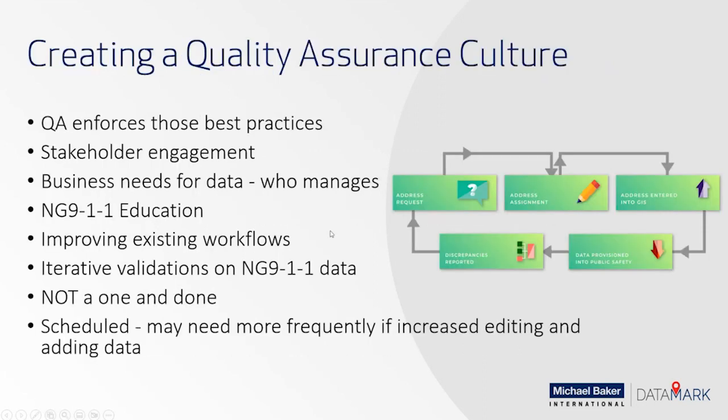Creating a QA culture is extremely important because it's proactive in that it helps you correct things that are wrong, but also helps to enforce the best practices that you establish. You have to have stakeholder engagement, like I mentioned before. Whoever is assigning addresses or managing the address data may not be the same agency that's managing the road centerline data. You may even have an addressing authority that is only assigning a primary address, but leaving the sub addressing up to someone else.